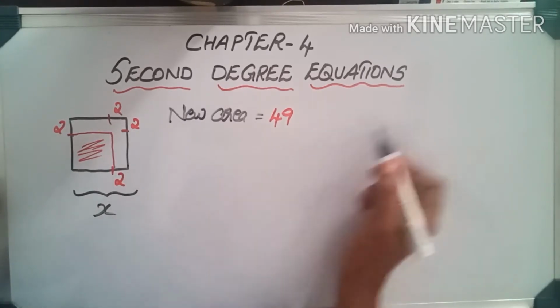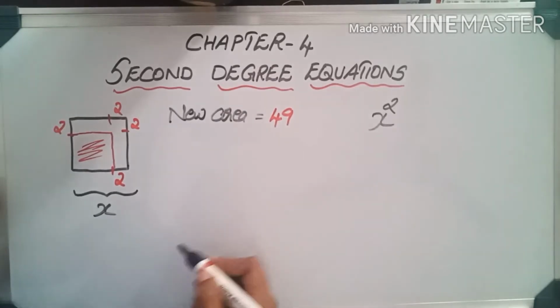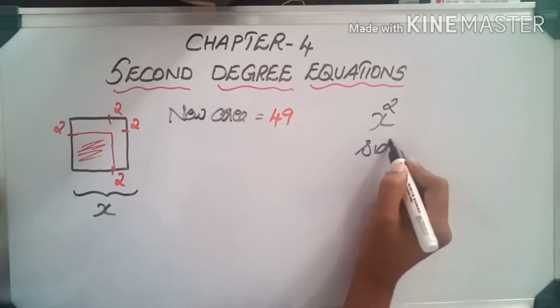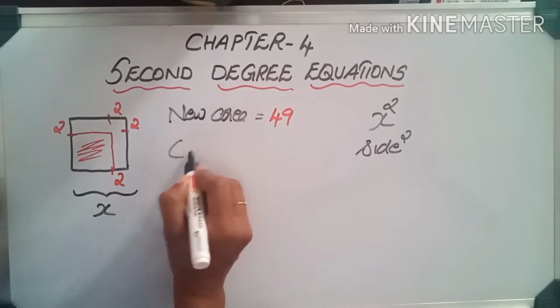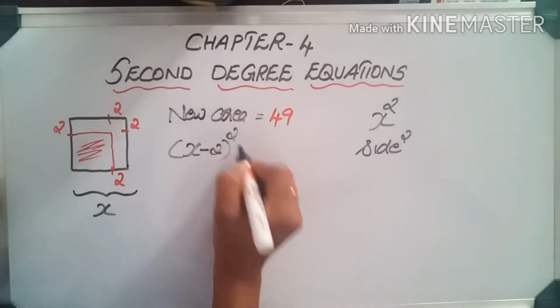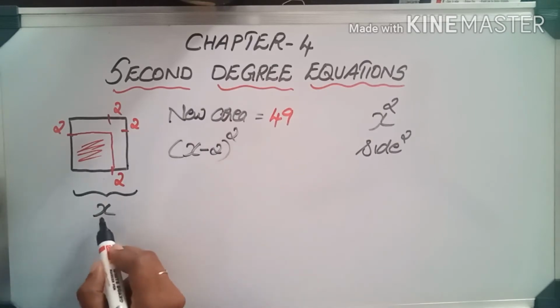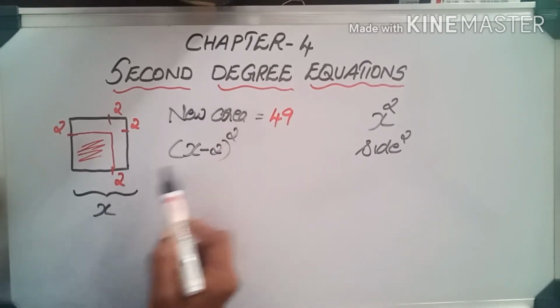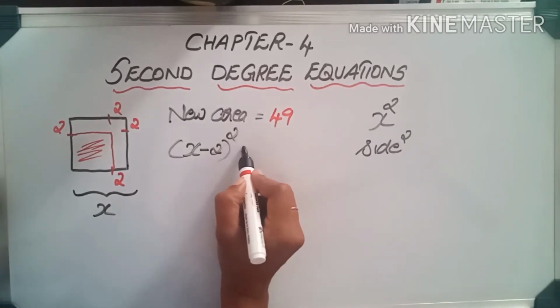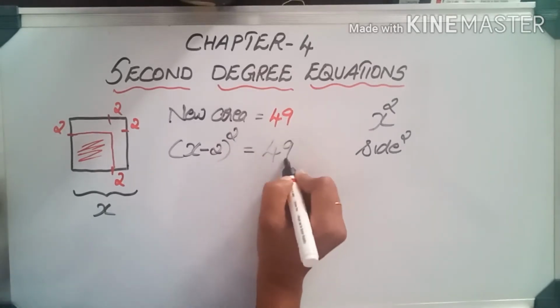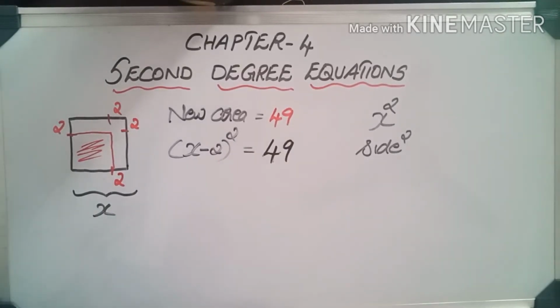So its area means what? The formula to find the area of a square is side square. So here the new side is x minus 2, and the whole square will be (x minus 2) squared, because x is the original side and after reducing 2 meters the side will be x minus 2. So (x minus 2) whole square is equal to 49. So we got the equation (x minus 2) squared equal to 49. What we need to find here? We have to find the value of x, that means the original side.